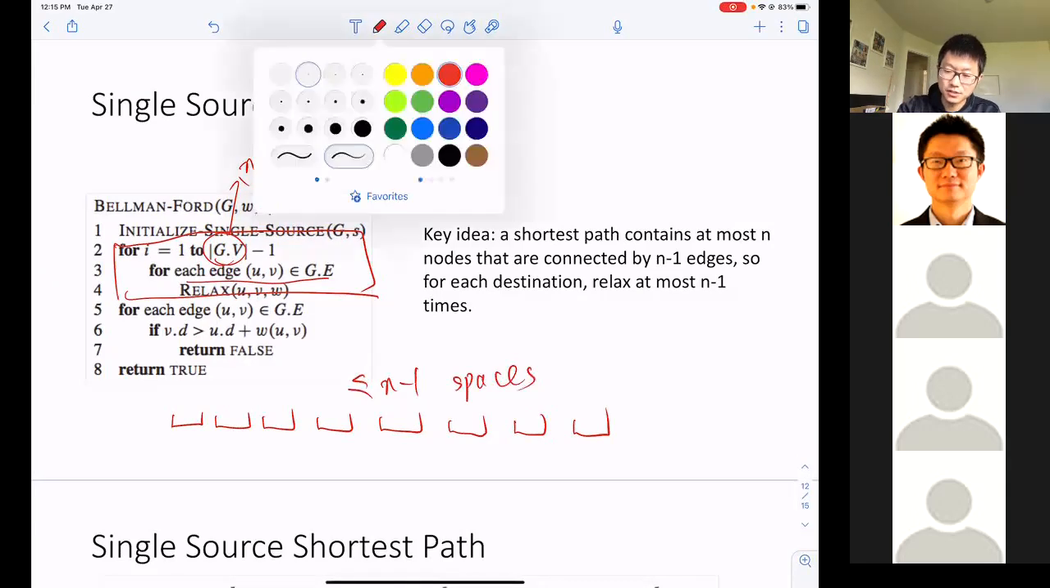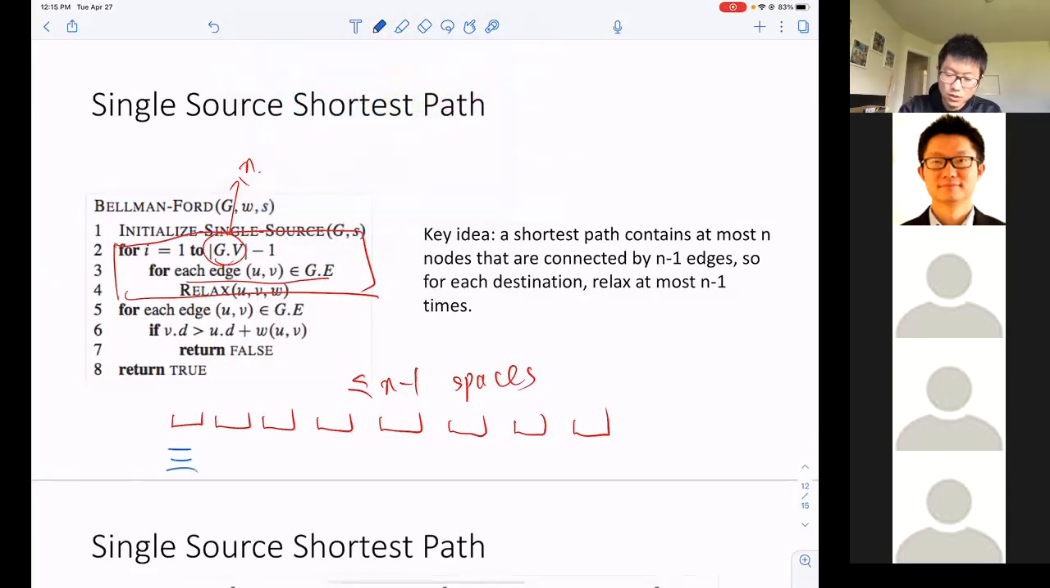And then for each edge, we call the relax function at the first place to say, okay, if any edge should be put over here. And in the next iteration of the outer for loop, we target this one. We say if any edge should stay in this space, and then in the third iteration of the outer for loop, we try to fit an edge in the third place. So in that way, we can get the shortest path down.